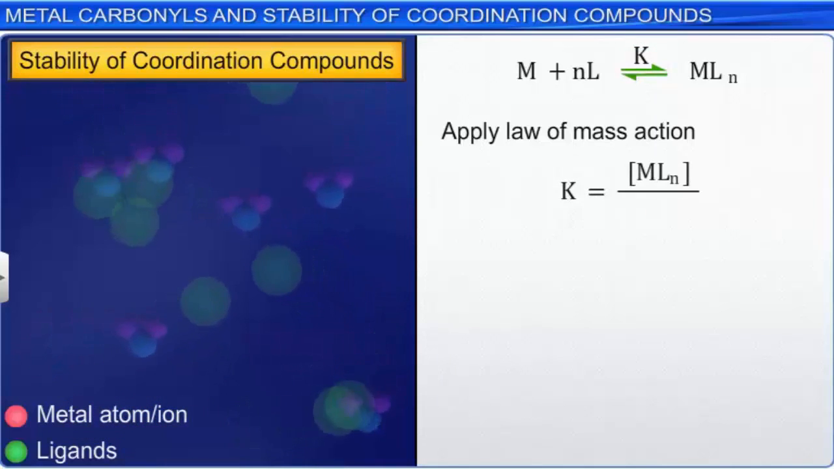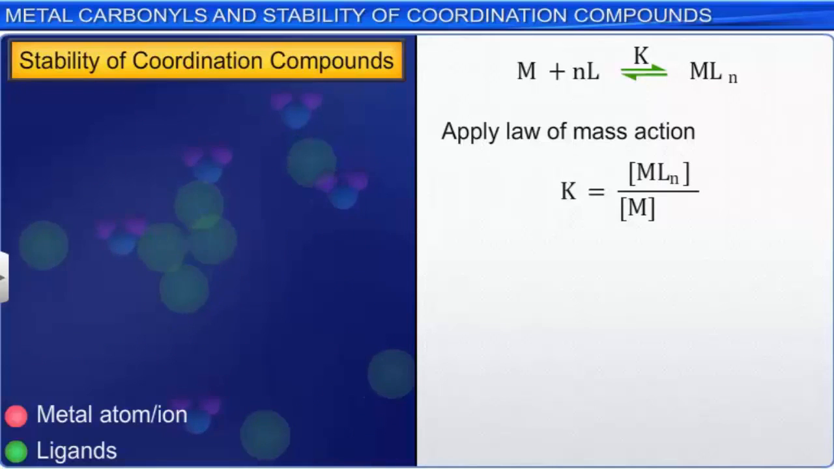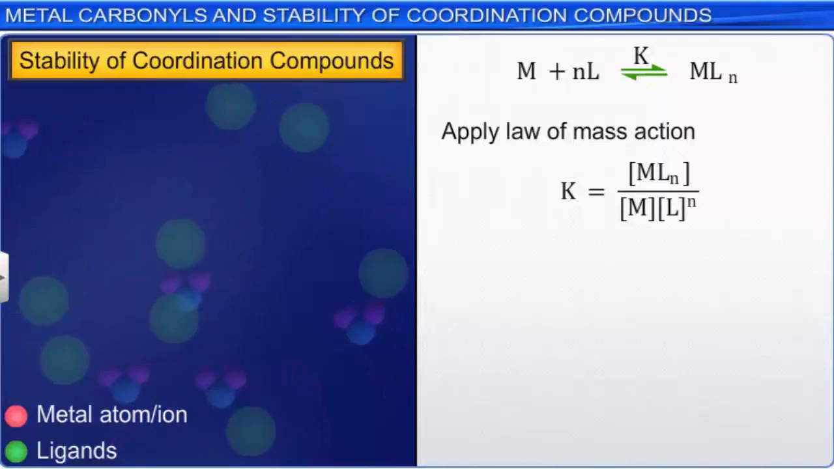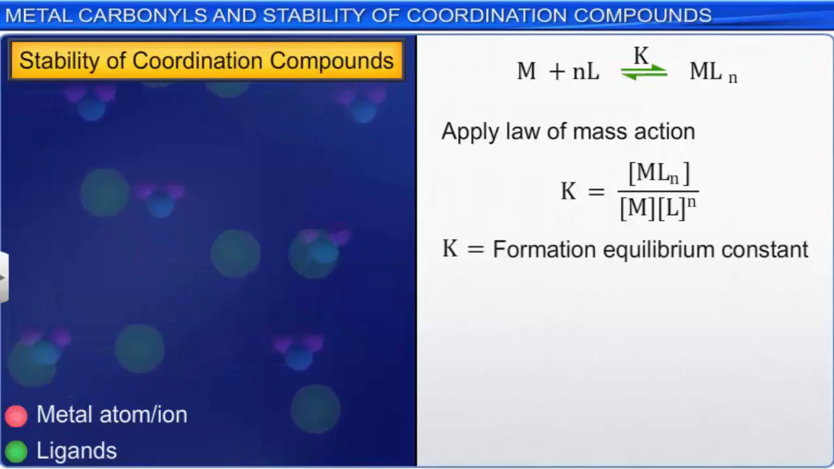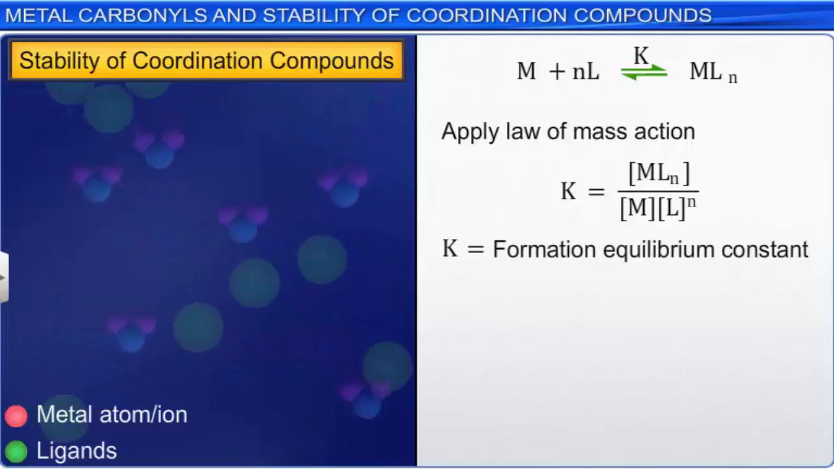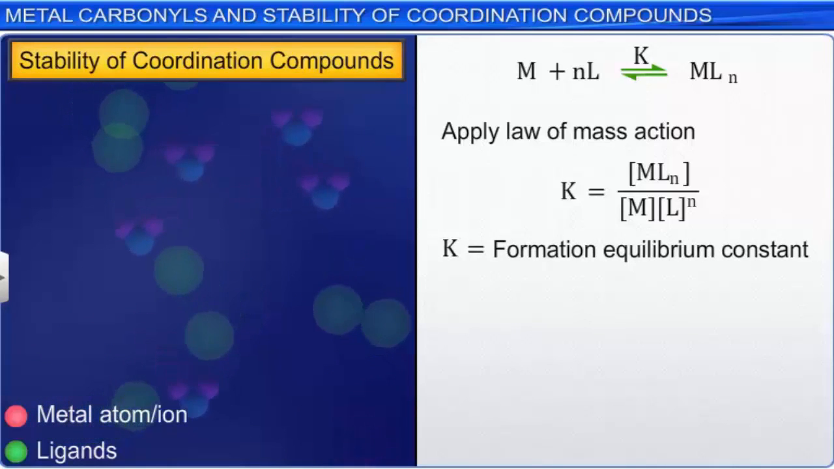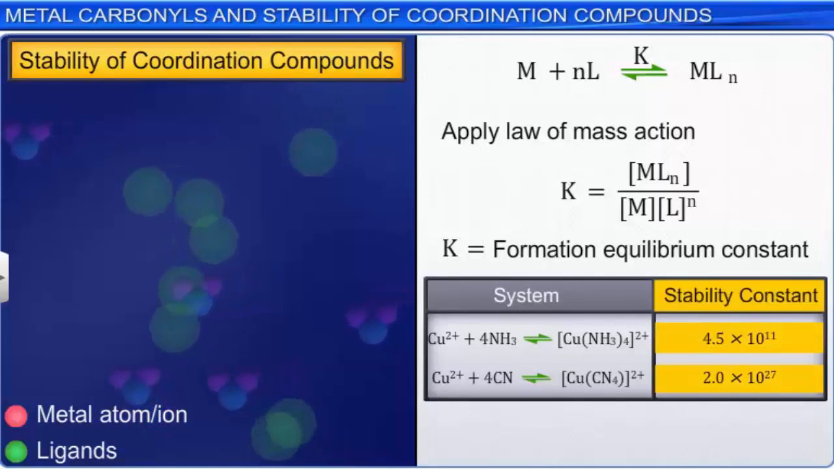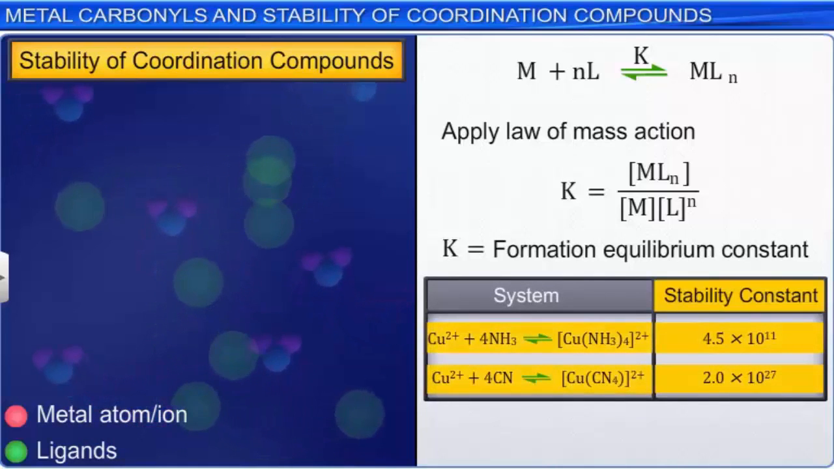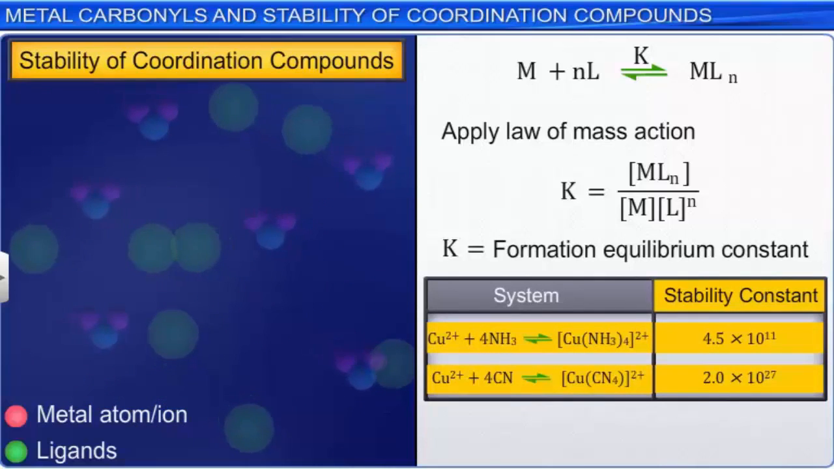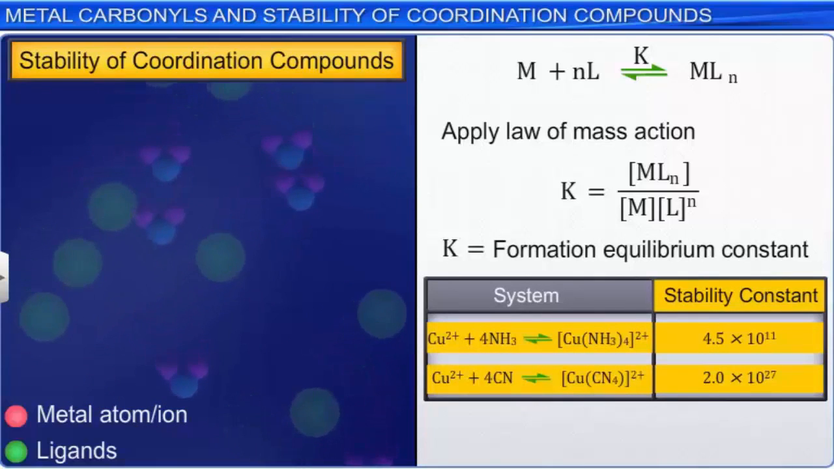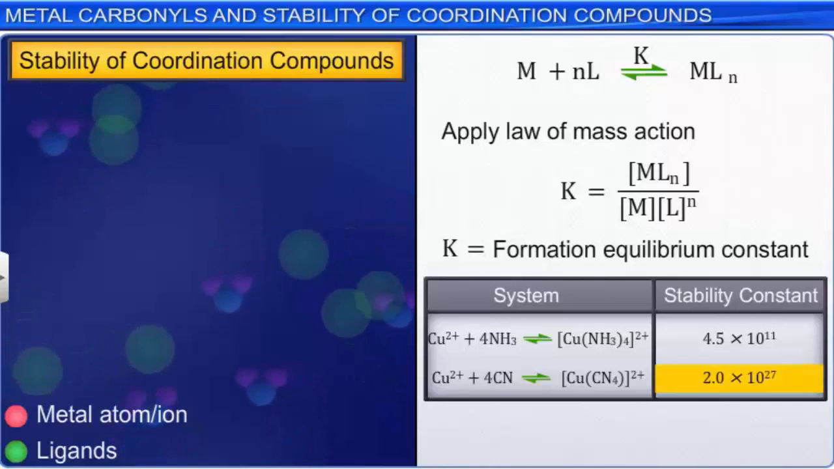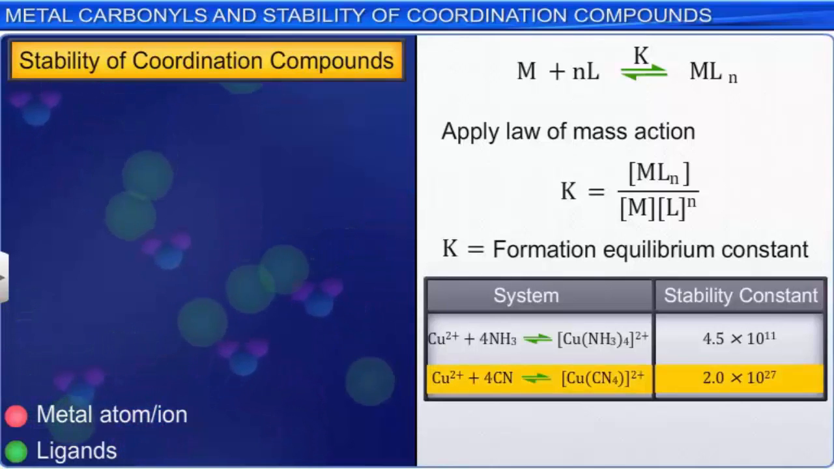Here, K is known as the formation equilibrium constant or the stability constant of the complex. The numerical value of the stability constant is a measure of the stability of the complex in solution. The greater the value of the stability constant, the more stable is the complex. The reciprocal of the formation constant is known as the instability constant or the dissociation constant.